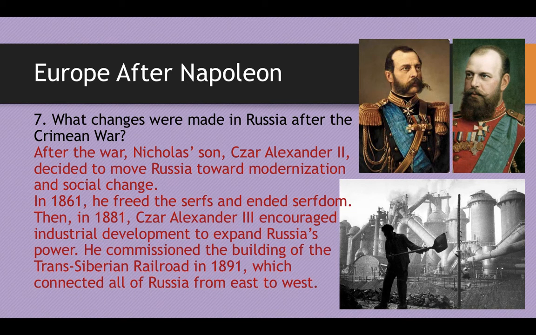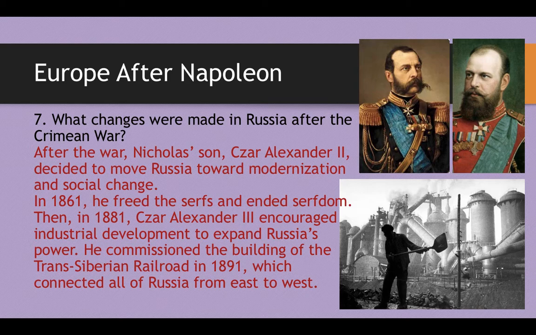Then his son, 20 years later, in 1881, Tsar Alexander III, encouraged industrial development to expand Russia's power. He then commissioned the building of what became known as the Trans-Siberian Railroad. This is one of the most impressive architectural feats in modern history. The Trans-Siberian Railroad crossed thousands and thousands of miles from St. Petersburg, Russia, all the way to Vladivostok on the Pacific coast, all across Russia.